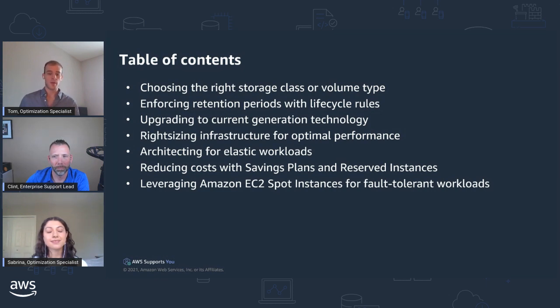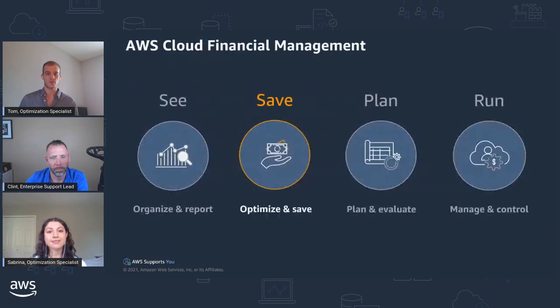First, by reserving capacity through commitments, known as Savings Plans or Reserved Instances, and then by utilizing spare compute capacity in the AWS cloud for fault-tolerant workloads.